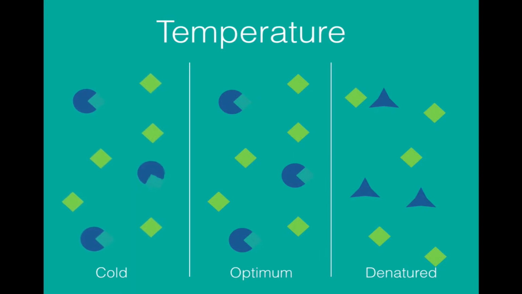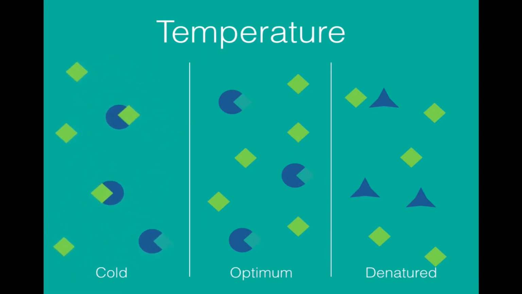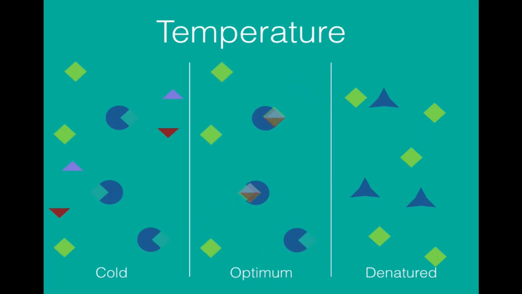So let's look at the cold one. You see the particles are moving, they're randomly moving, Brownian motion. Occasionally an enzyme will collide with a substrate, and the reaction will be catalyzed, and the product is formed. At the more optimum temperature, the same thing happens, but because the particles are moving a lot quicker, because they have more kinetic energy, the product is formed more quickly.